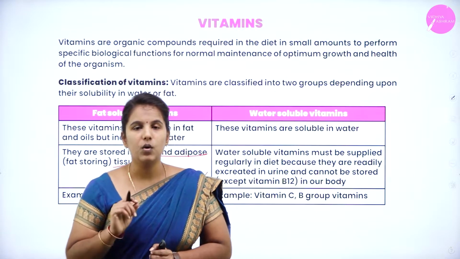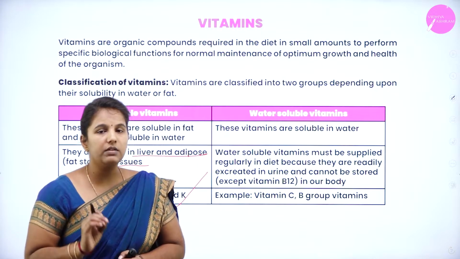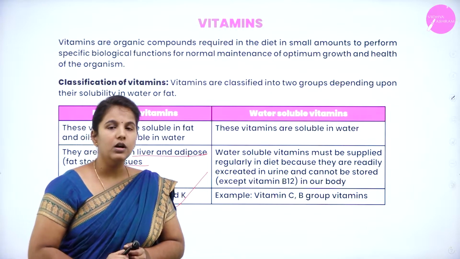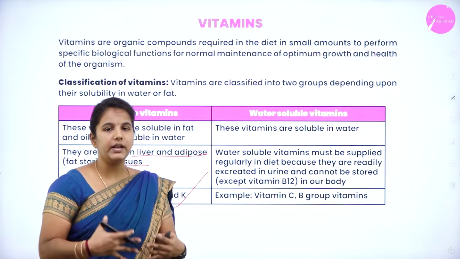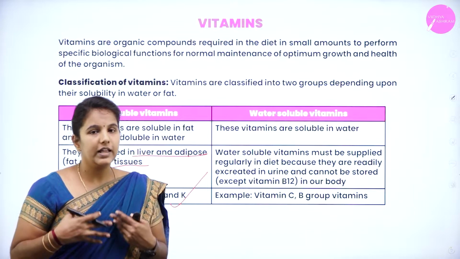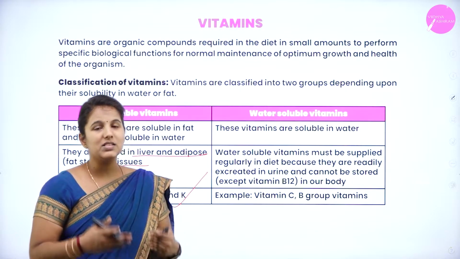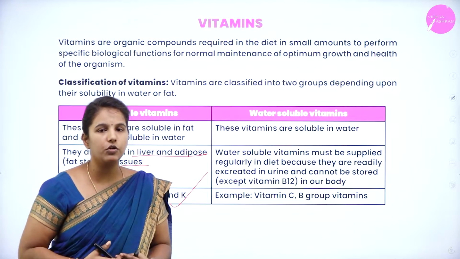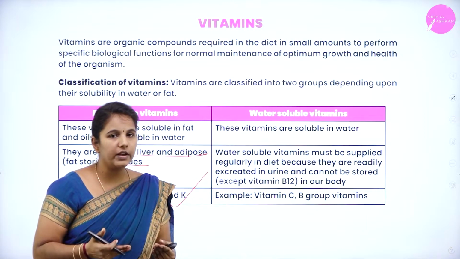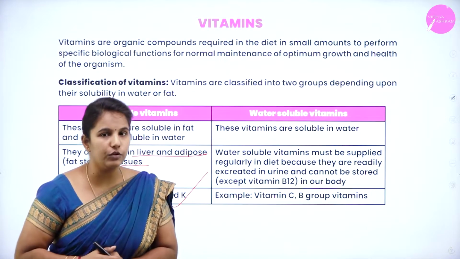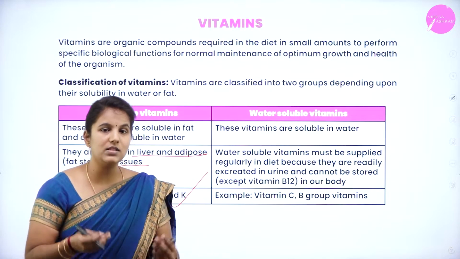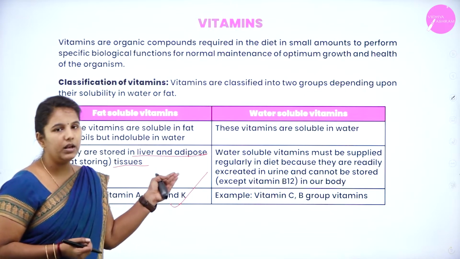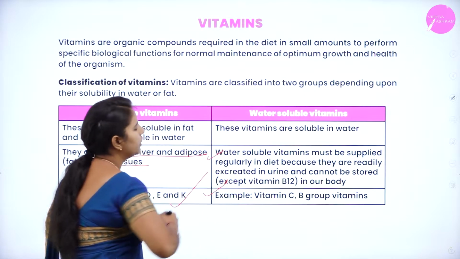When it comes to the water-soluble vitamins, remember that if you take this kind of vitamin continuously, it will be excreted from the body in the form of urine. That is why this kind of vitamin should be taken continuously through the diet, so that it does not store in our body. Why is it not stored in our body? Because it is excreted in the form of urine. That is why we must take these vitamins continuously through the diet. Vitamin C and vitamin B are the best examples of this.